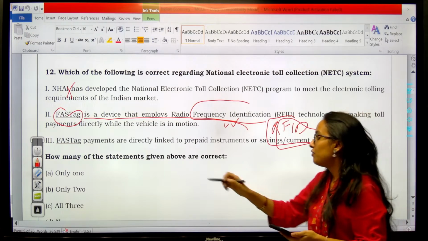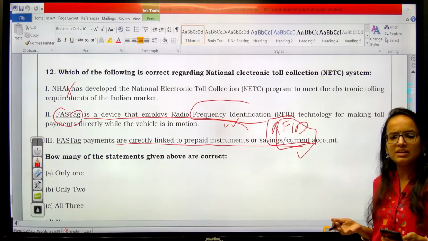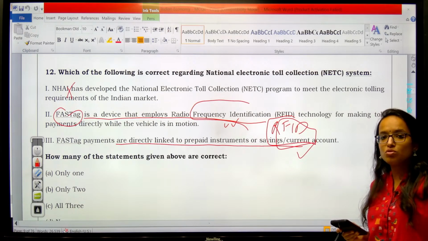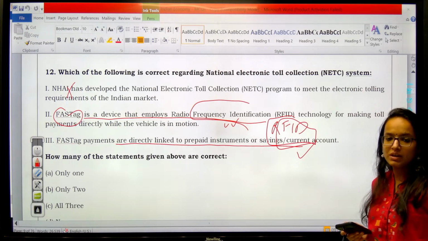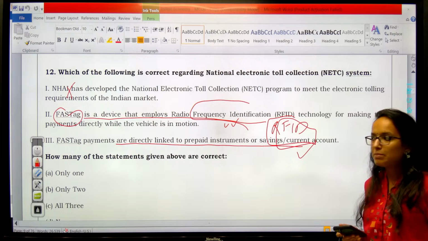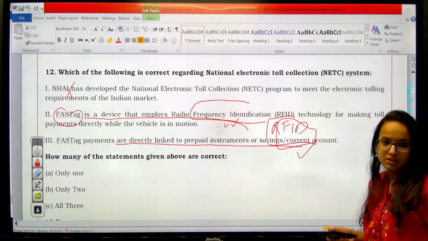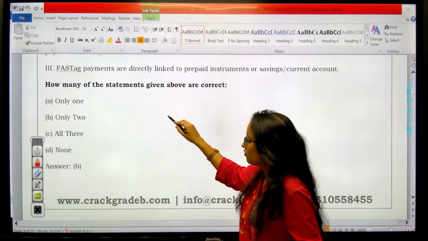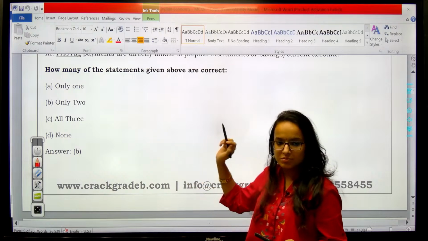Clear? Third, FASTag payments are directly linked to prepaid instruments. Yes, they directly get deducted from your bank account through UPI, wallet, say, or through whichever bank account you have registered when you opened the account with FASTag. So it happens. So all of them are not correct. First is incorrect, second and third stand to be correct. So effectively your answer should be only 2, which is B. Yes, so answer is B. Only 2 statements are correct.